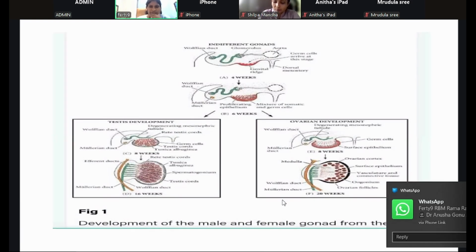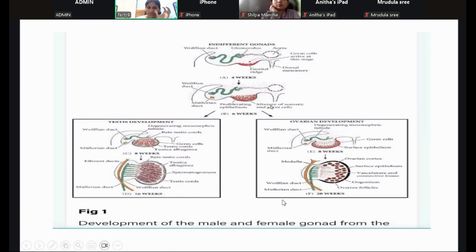So what will happen is initially, till 4 to 6 weeks, the gonad will be an undifferentiated gonad. After 6 weeks, under the influence of genes, it will be determined whether the testis has to form or gonads like the ovary has to form. So in embryology, the main thing is the genital ridge. The genital ridge near the abdomen is the first place from where the male reproductive system starts developing.